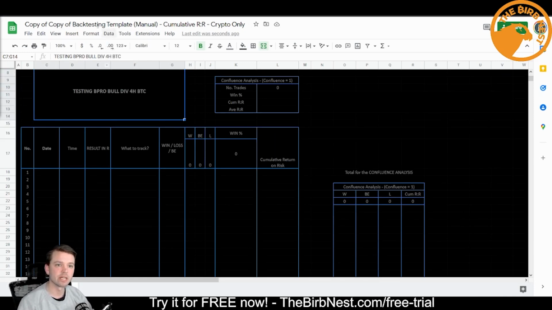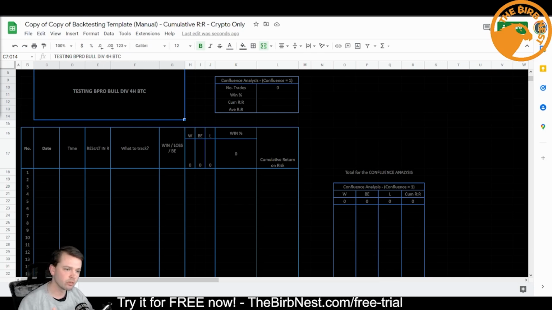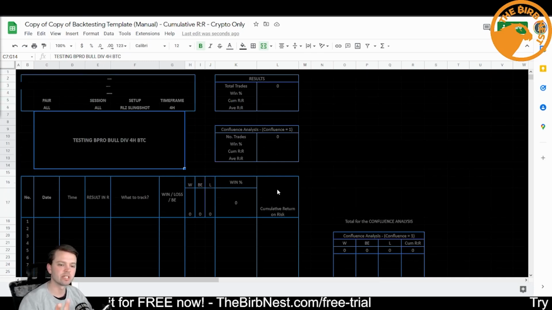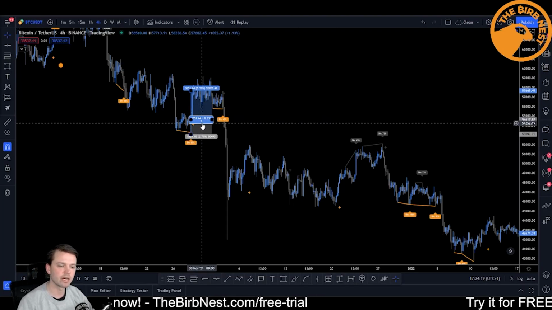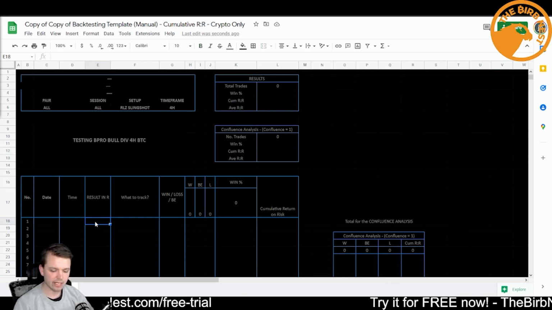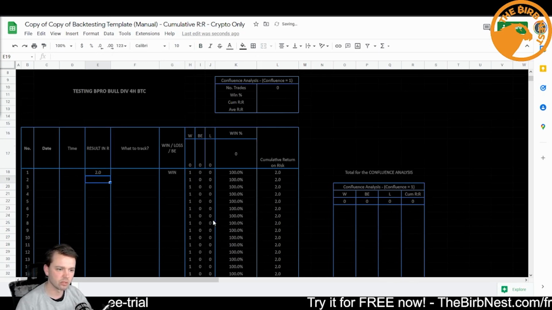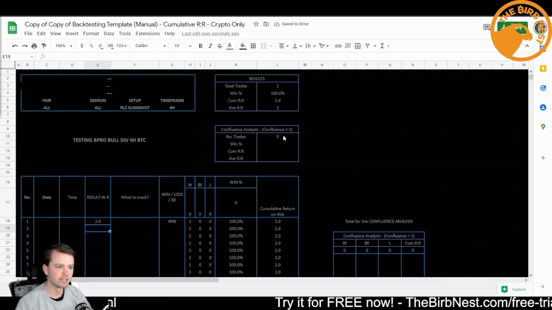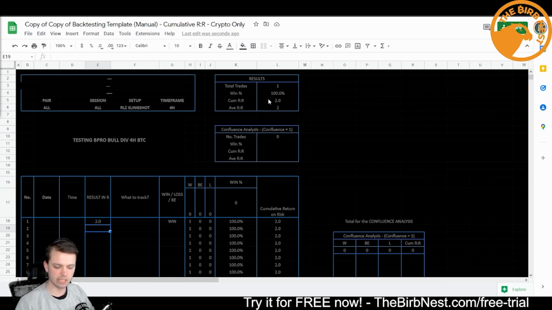But this is the first trade, and the only thing I'm interested in here is what's the cumulative R of this setup right here. So this is the first one, and we have a 2R winner. So I go in here and I add a 2, right? Results in R is 2, and you will then see that the win rate right now is 100%, obviously, and the cumulative R is 2.